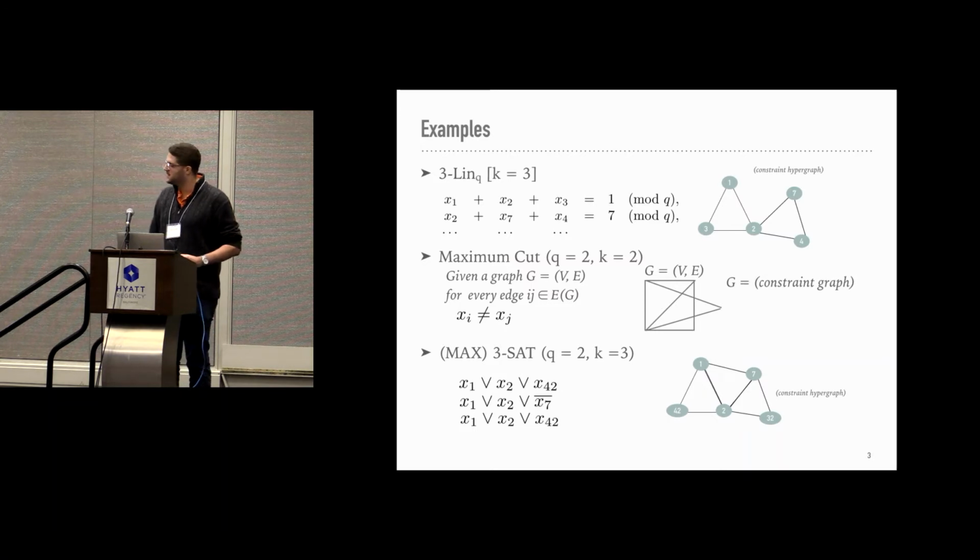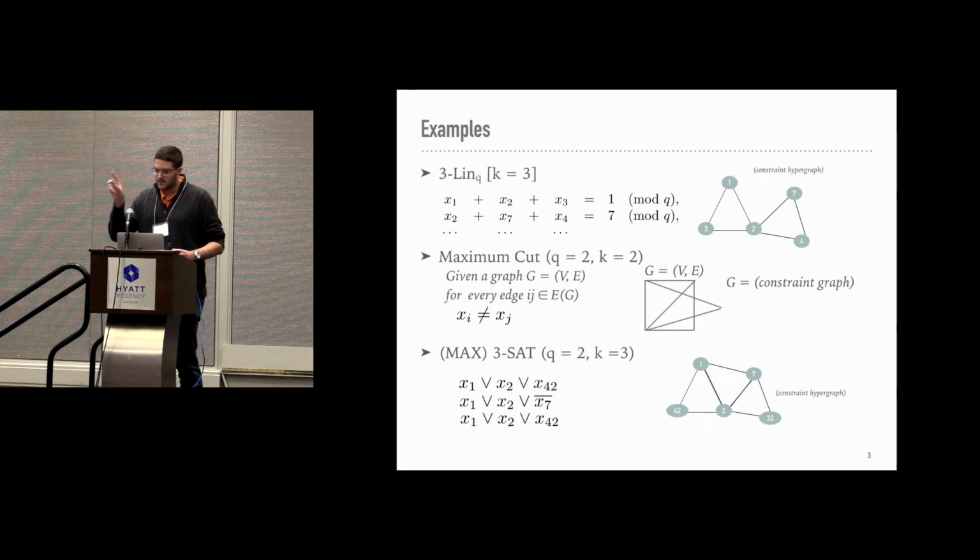Okay, so some simple examples. 3-XOR mod q is the problem where I'm given a bunch of linear equations modulo q, each involving 3 variables, and then the constraint hypergraph just puts a triangle for every such equation. Maximum cut, which we're probably all familiar with, is the problem where I want to find a bipartition of a graph where the number of edges going between the partition is maximized. So the constraint graph is just the graph itself. And a problem like Max-3-SAT, we can also do this, where the constraints are just OR clauses, and the constraint graph just has a triangle for every one of these clauses.